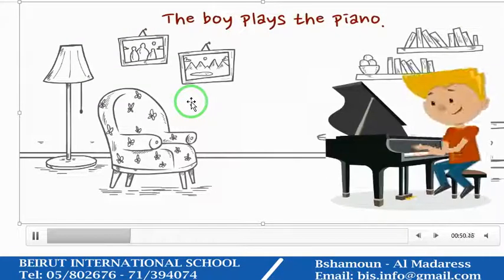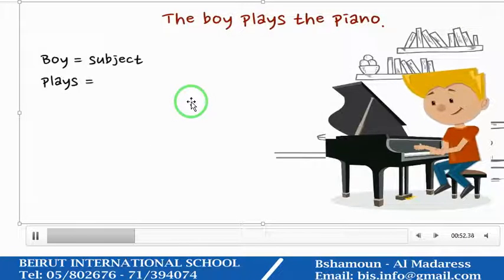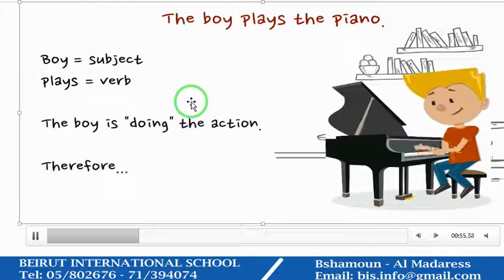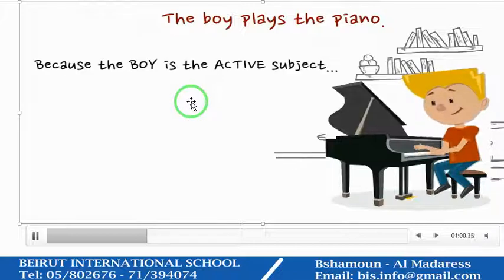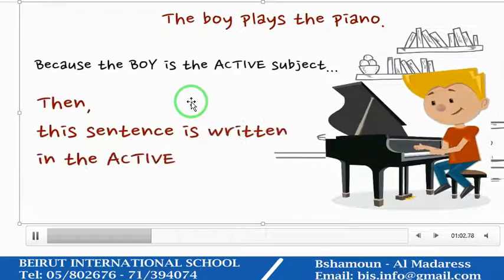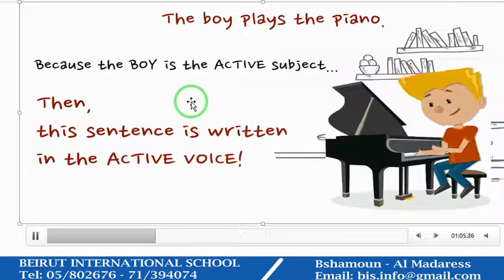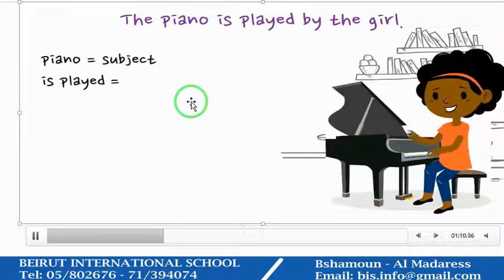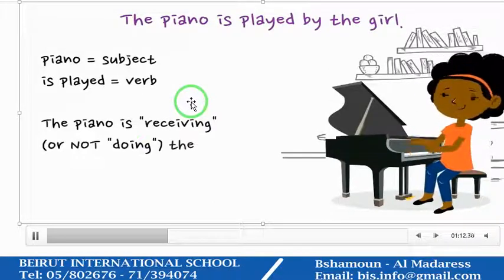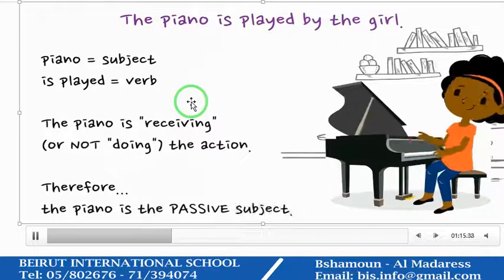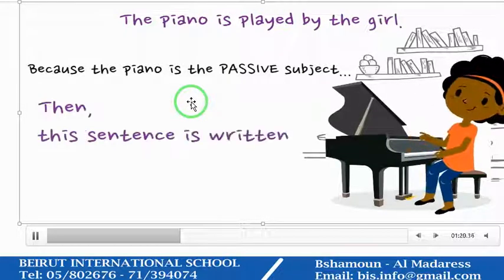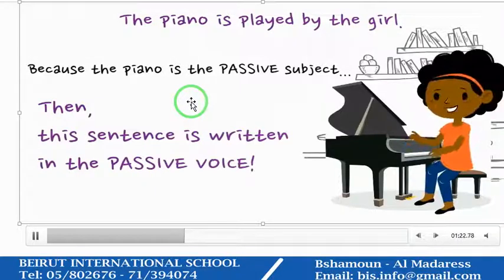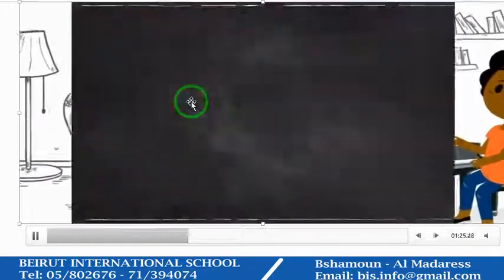An example: a boy plays the piano. The boy is the subject, plays is the verb, and the boy is doing the action. Therefore, the boy is the active subject, and this sentence is written in the active voice. The piano is played by the girl. Piano is the subject, is played is the verb, and the piano is receiving, not doing, the action, of course. Therefore, the piano is the passive subject. And because the piano is the passive subject, this sentence is written in the passive voice.